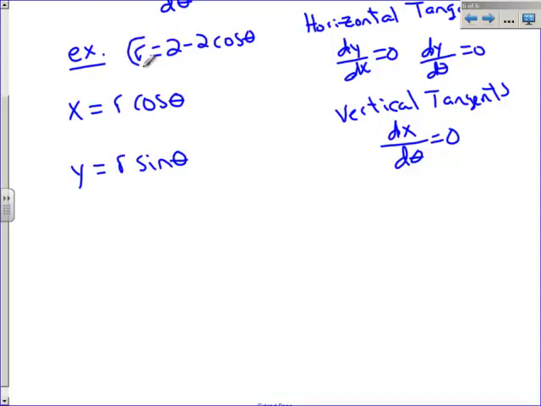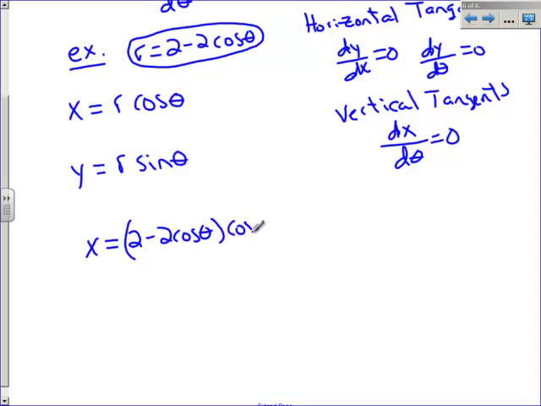So here is r, right there. So for this curve, x equals r, which is 2 minus 2 cosine theta, times the cosine of theta. And y equals r times the sine of theta. So this gives me a way of finding x and y in terms of theta so that I can find dx d theta and dy d theta.